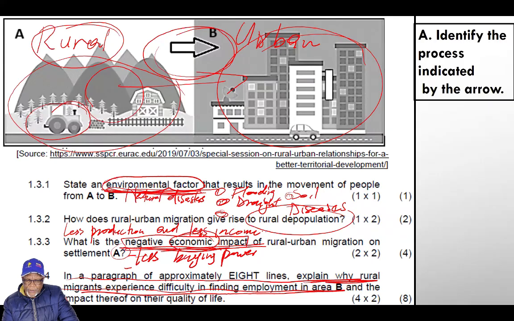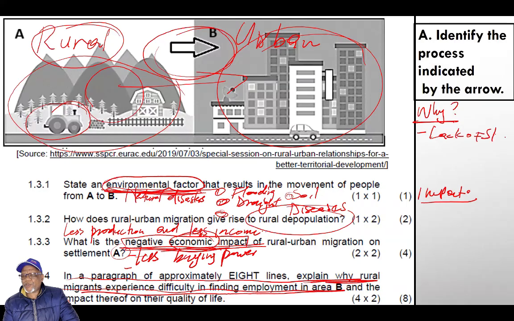And the impact therefore on their quality of life. So number one, you're going to look at why they find it difficult to find jobs. Then number two, how will that impact on the quality of their lives? Number one, we said rural migrants, because of lack of skills. Because they lack skills, they will not get jobs. Now, how will this impact on the quality of life?